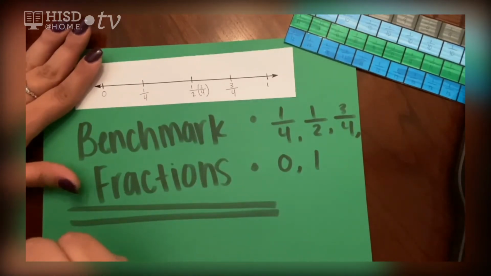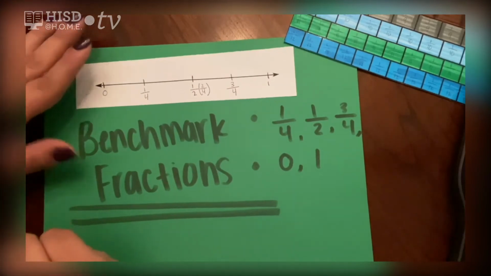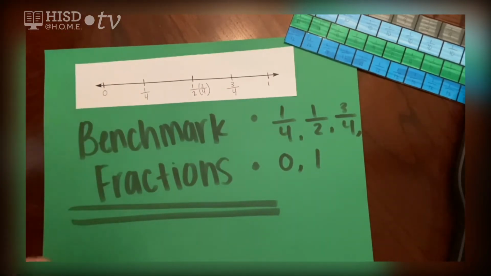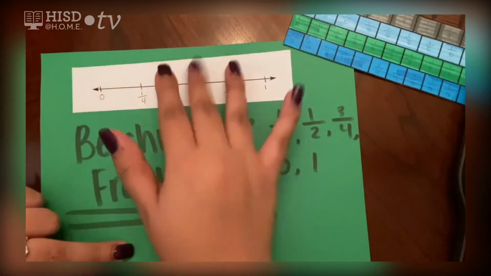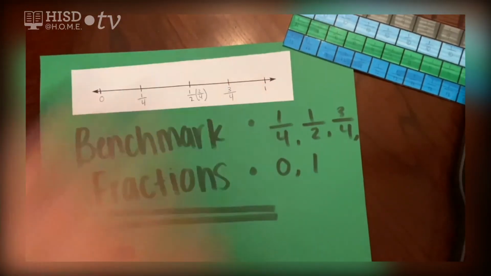All right, fourth grade, when you guys are done with this, go ahead and show me that you're done by placing your hand flat on the paper like this. Give me a 5 on the paper. Everybody, give me a 5 on your paper like that.